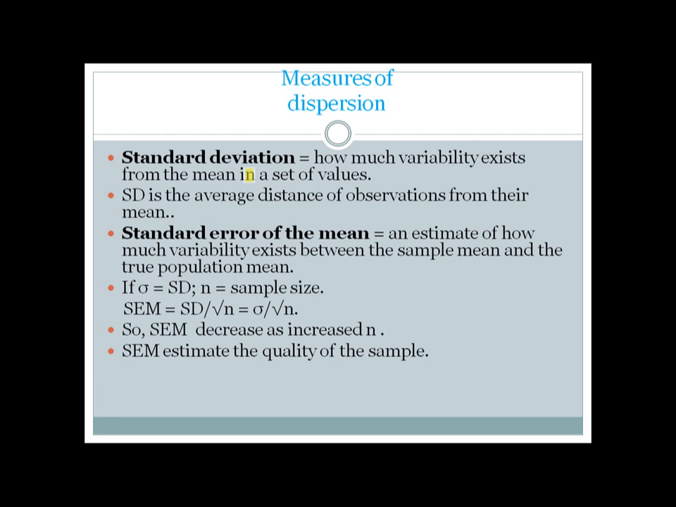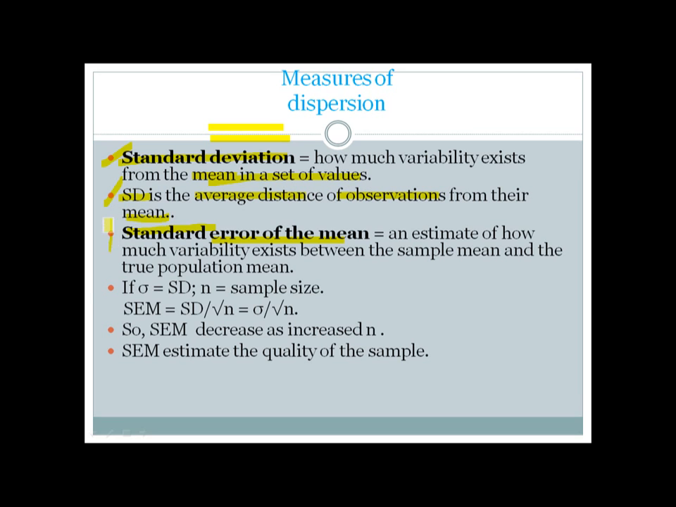Now we have the measures of dispersion, and there are two important measures of dispersion. One is standard deviation and another is standard error of the mean. Standard deviation is the variability that exists from the mean in a set of values, or in a better way, the average distance of observations from their mean.